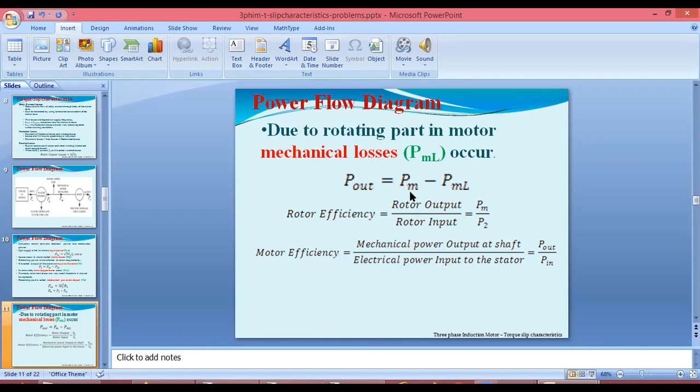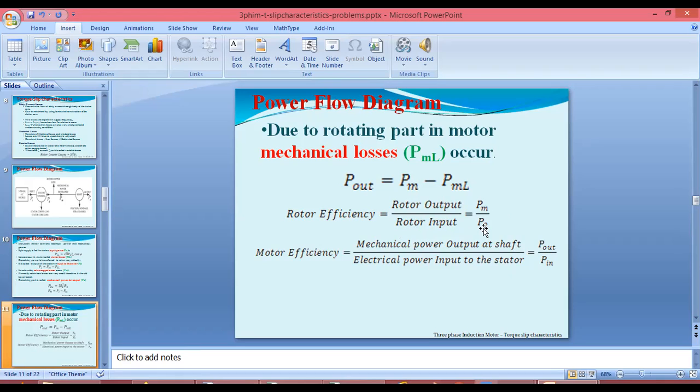So here we have the efficiency. Efficiency, how are we denoting it? It is the ratio of output with respect to input. Here we are talking about the efficiency in terms of power. So we can take output power upon input power. Rotor output upon rotor input. Rotor output will be the mechanical power, PM, and rotor input we are taking as P2.